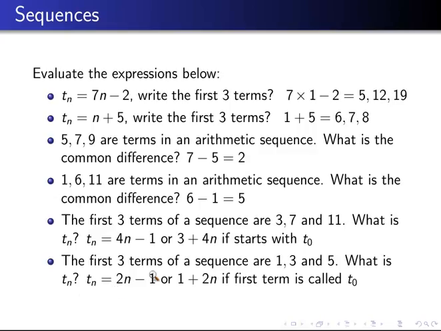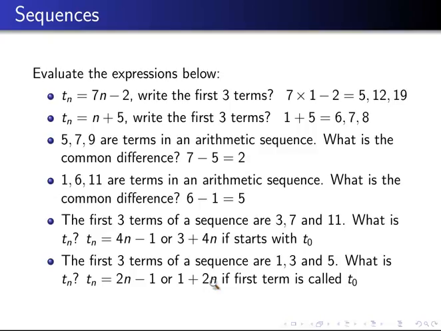So how did I get the minus 1? Well, I want T1 to equal 1. So then I can just put in 1 is equal to 2 minus some number. I go, oh, if I put in minus 1, then it works. If I say that the first term is T0, then I need to do 1 plus 2n.